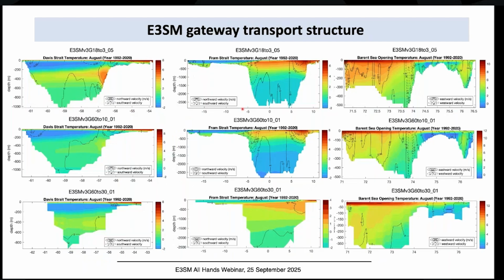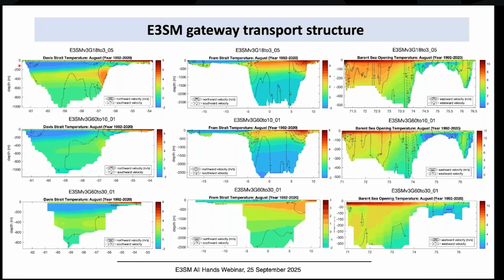So here I'm moving from the pan-Arctic to basically understanding the gateway exchanges. Apologies for the background noise, but we have some construction going on in the building. So if you hear background noise, I cannot do anything about this.